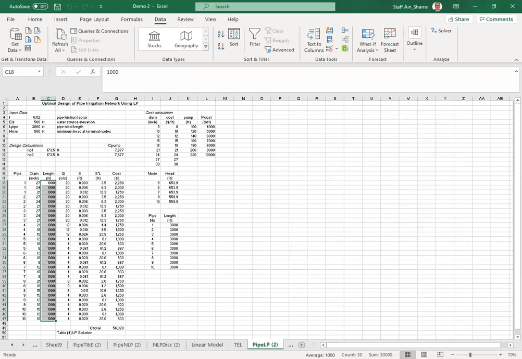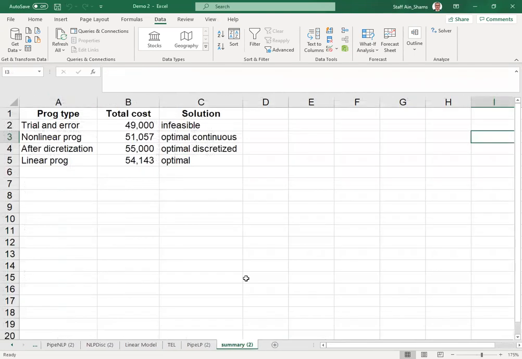Here, we try to compare or summarize the different computational exercises we showed you. The trial and error method, the infeasible one, was costing 49,000. When we used the nonlinear optimization, we got a feasible optimal solution of cost 51,057. But this solution is of little practical value because the values of diameters and pumps are not discrete.